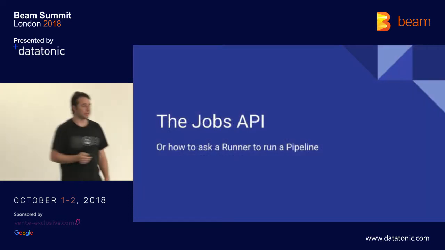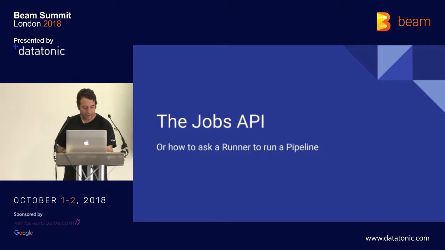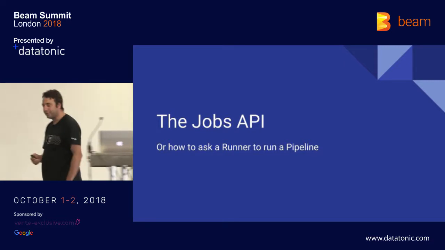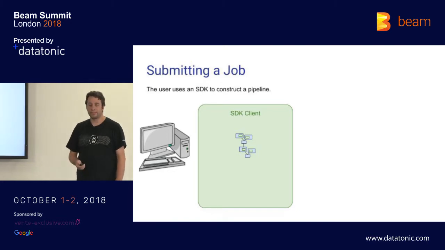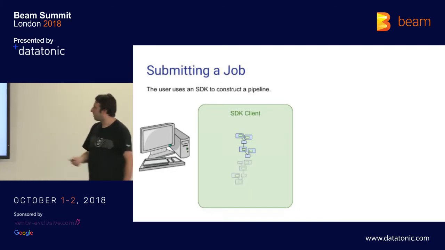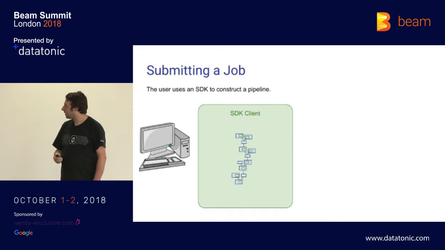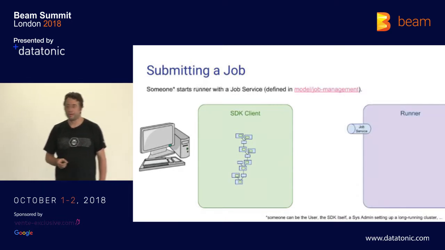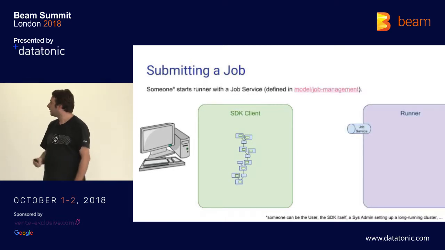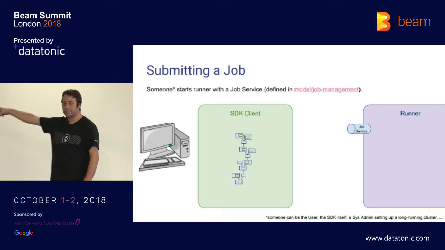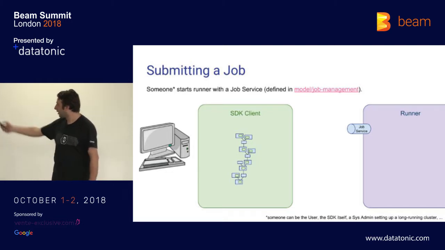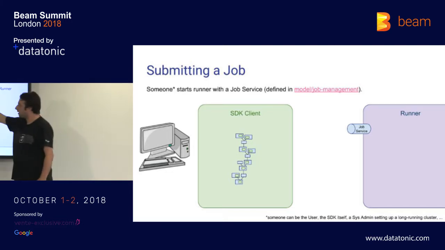So let's look at the jobs API. Now that you've defined your pipeline, you might want to actually run it. So here, we submit a job. The SDK is used to build up a pipeline. We build up our entire pipeline, and then we start up a runner. There are a lot of ways of starting up this runner. For instance, you could start this runner by manually starting up a Flink cluster. Sometimes the SDK could have some stuff that starts up this runner. The runner might be a hosted service. But whatever the runner does, it has a little job service port.